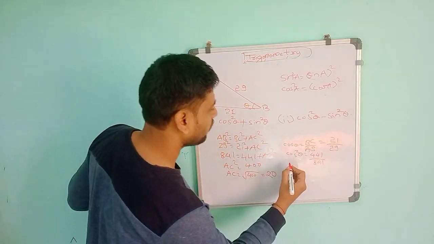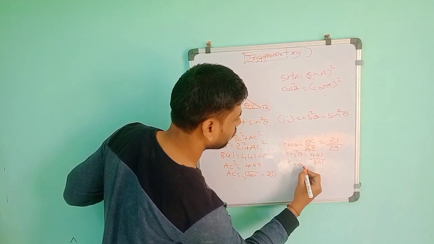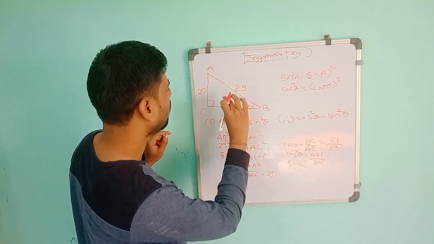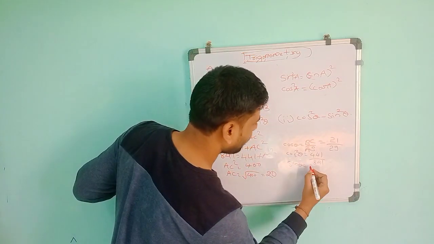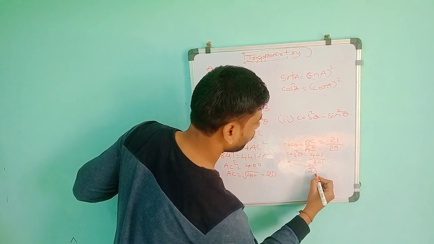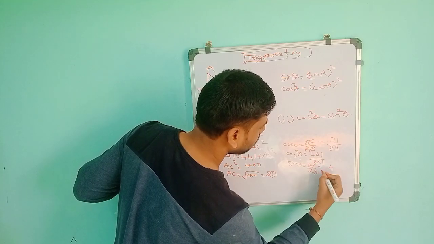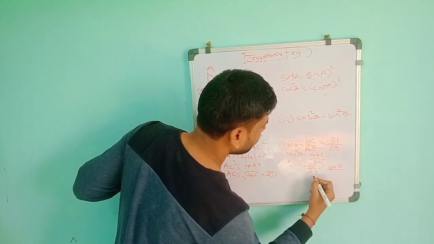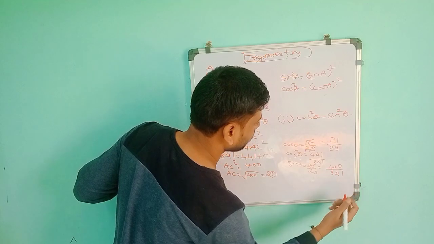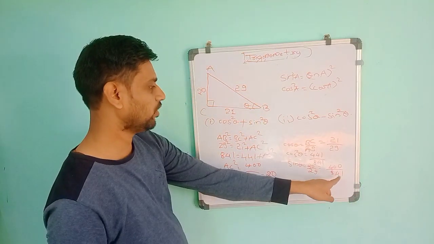Then for sin square theta, sin theta is equal to opposite by hypotenuse, that is 20 by 29. So squaring that, 20 square is 400 divided by 29 square, which is 841. So sin square theta is 400 by 841.